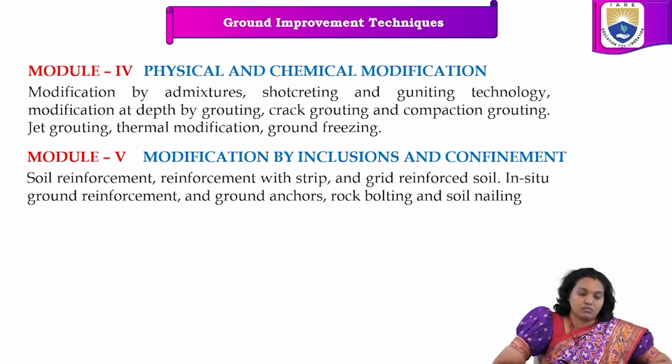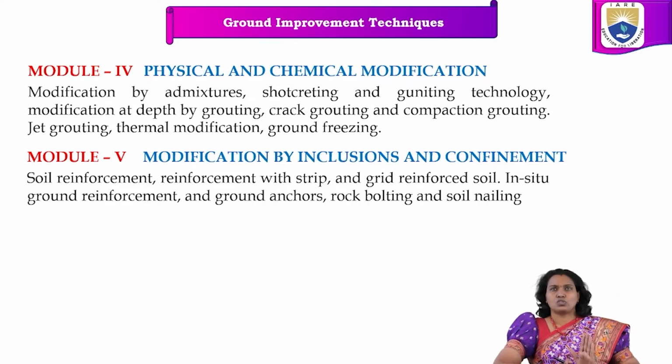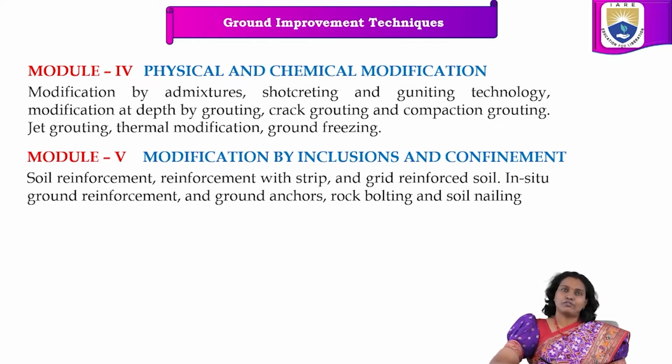Coming to the physical and chemical modification, by adding admixtures and using various grouting technologies, various thermal modifications and jet grouting, there are various parameters in terms of physical and chemical activities involved for the modification of the soil. So what are they? We will see in our module 4.